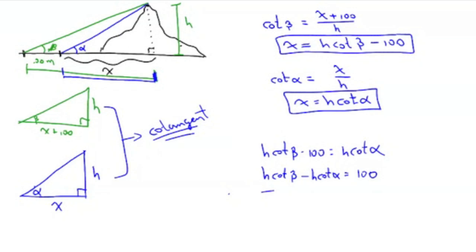Now, how do I solve for h? Give me a second. Factor out an h. So you kick out an h, and what's left behind is cotangent of beta minus cotangent of alpha. And this equals 100. Then you just divide, and you get h is equal to 100 divided by all that: cotangent beta minus cotangent alpha.